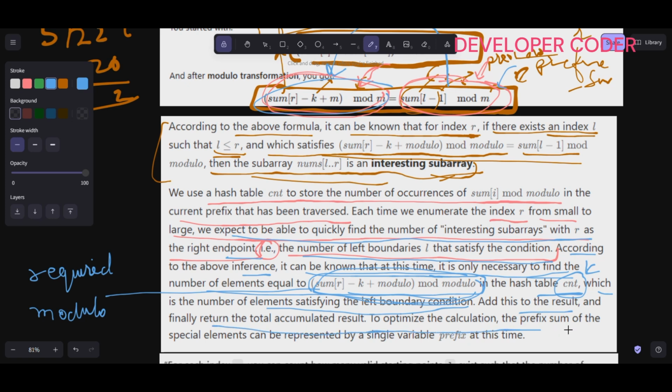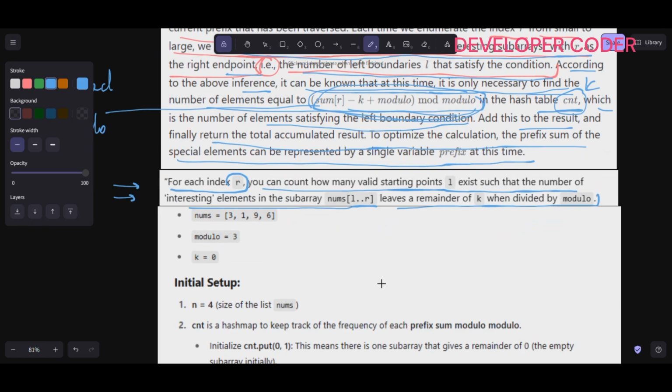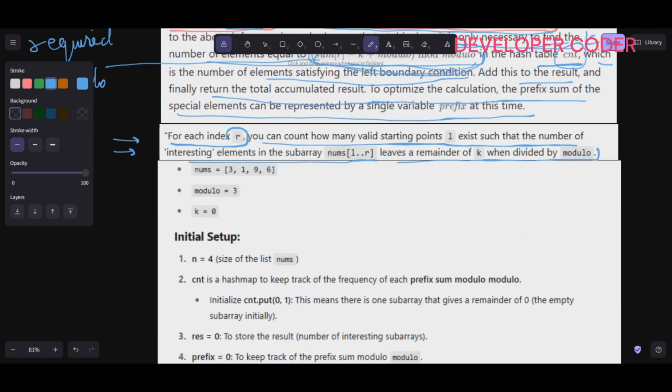To optimize the calculation, the prefix sum of the special elements can be represented by a single variable prefix. In layman's terms, for each index R, you can count how many valid starting points L exist such that the number of interesting elements in the subarray nums of L to R leaves a remainder of K when divided by modulo M. So this is the main line which we are actually doing. Now let me prove this with an example.